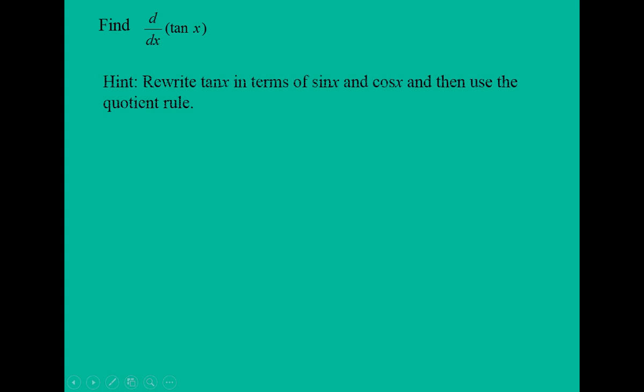Find the derivative of the tangent of x. We're not going to use limits for this one. We're going to be a little bit more creative. We're going to change the tangent of x into sine of x divided by cosine of x, and then use the quotient rule. The quotient rule is the bottom times the derivative of the top minus the top times the derivative of the bottom, all over the bottom squared.